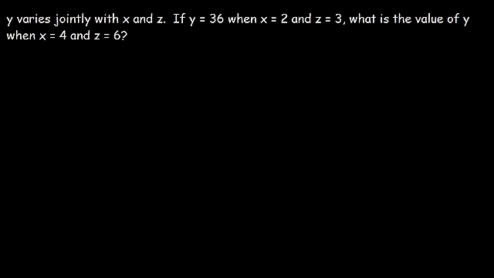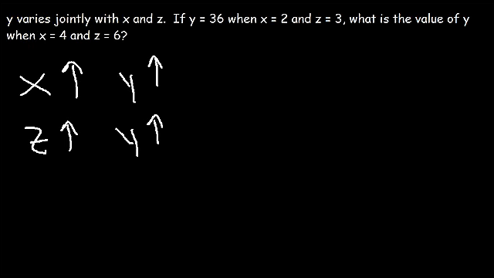Y varies jointly with x and z. If y is 36 when x is 2 and z is 3, what is the value of y when x is 4 and z is 6? So whenever you hear the word jointly, it's direct variation but with two variables. So because it's direct variation, that means that as x goes up, y goes up. And as z goes up, y also goes up.